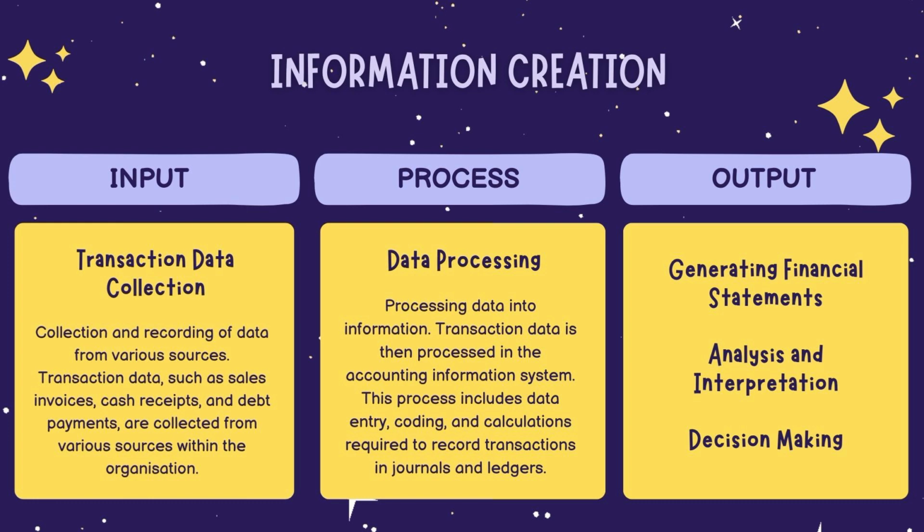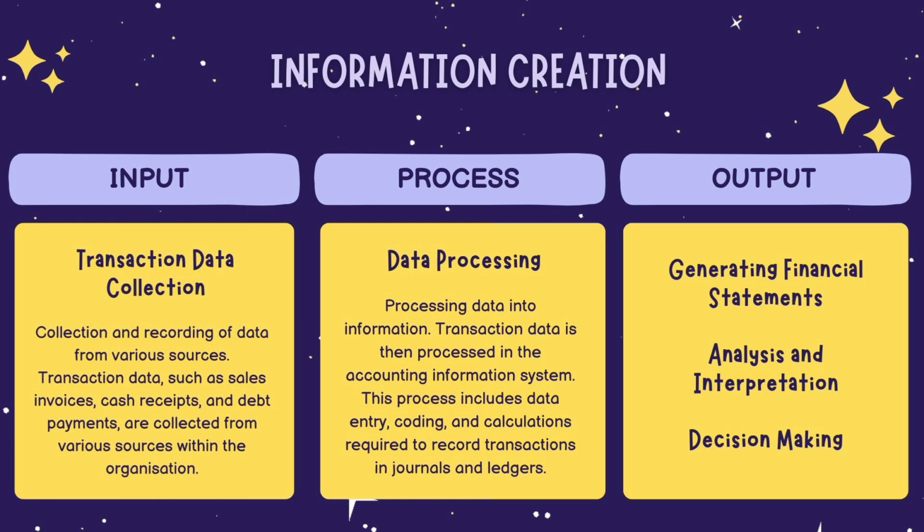The second process, we have process. In the process, there is data processing, which is processing data into information. Transaction data is then processed in the accounting information system. This process includes data entry, coding, and calculation required to record transactions in journals and ledgers. And the last process is output.